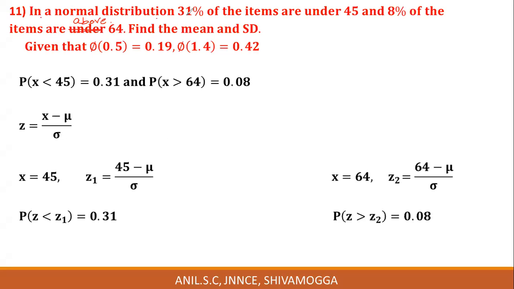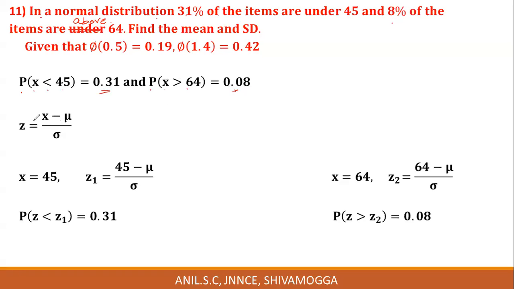In a normal distribution, 31% of the items are under 45. That is denoted by P, where X less than 45 is equal to 31 divided by 100. And 8% of the items are above 64: P when X greater than 64 is 8%. 8% means 8 divided by 100.